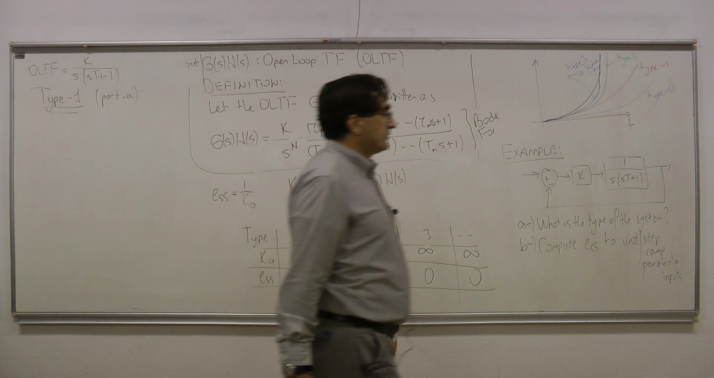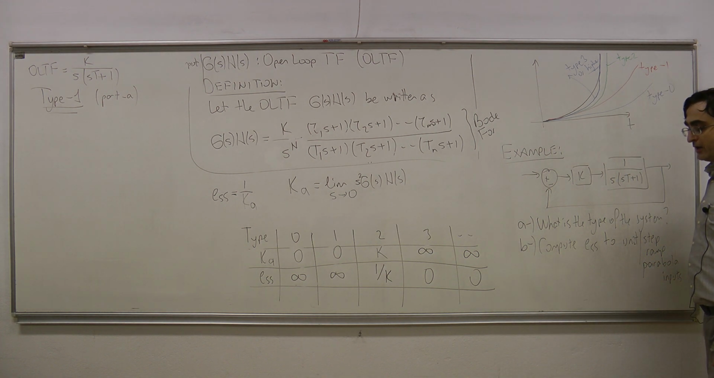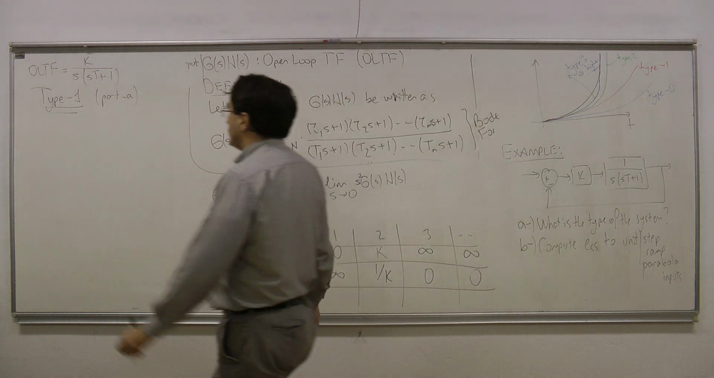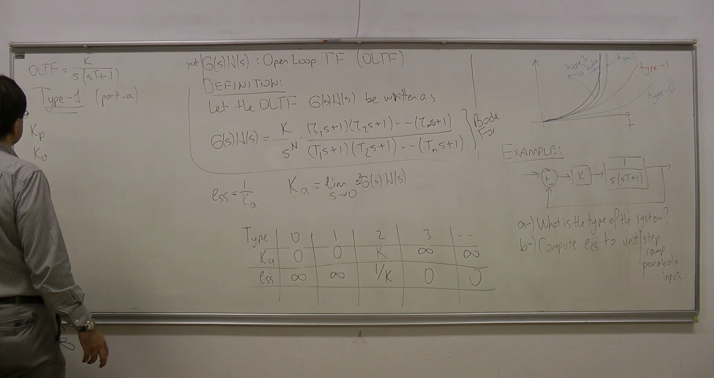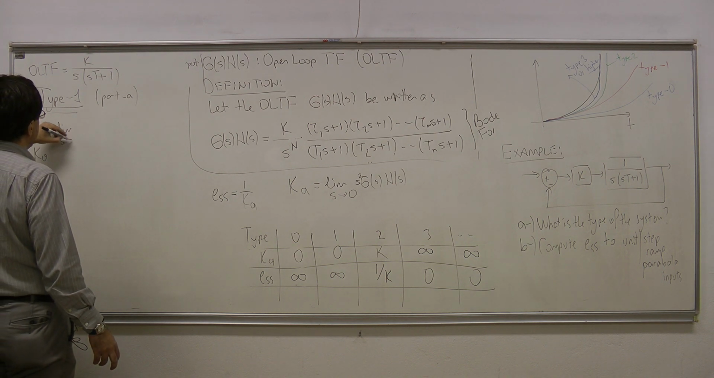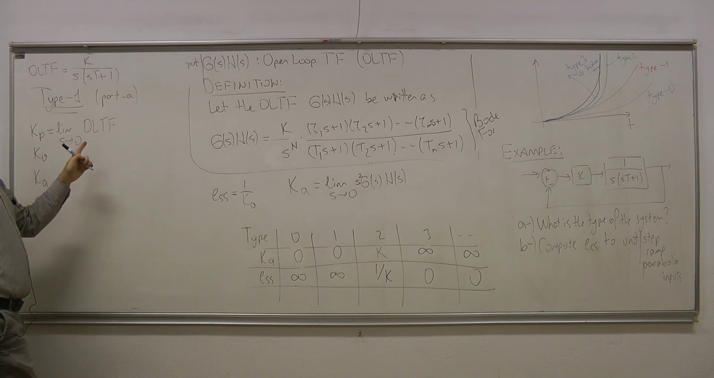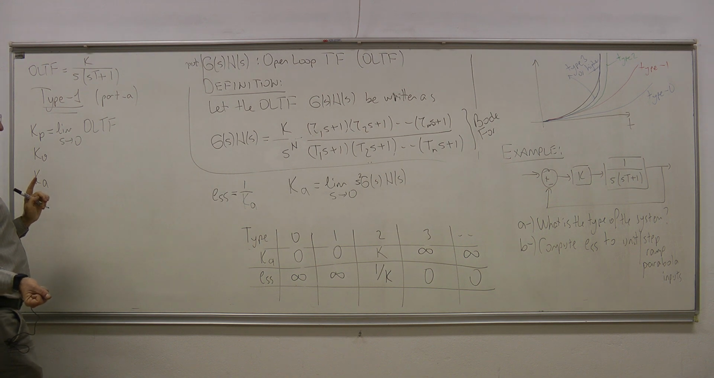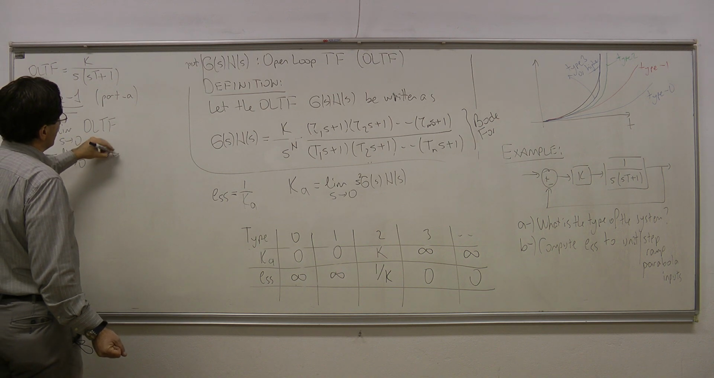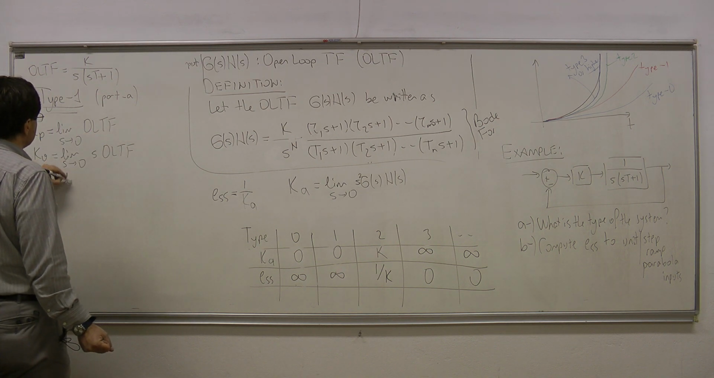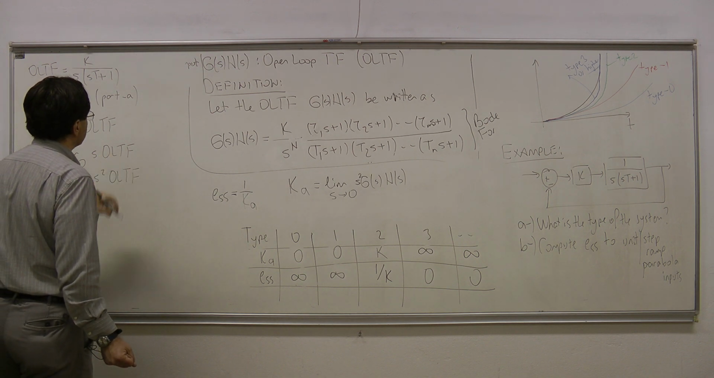So now let us look at the steady state errors to unit step, unit ramp, and unit parabola. For that I'm going to calculate these important coefficients, Kp, Kv, and Ka. Kp is limit as s goes to 0 of the open loop transfer function. Instead of GH, I am writing here open loop transfer function. It's the same thing. Kv is limit as s goes to 0 of s times open loop transfer function. And Ka is limit as s goes to 0 of s squared times open loop transfer function. Okay?